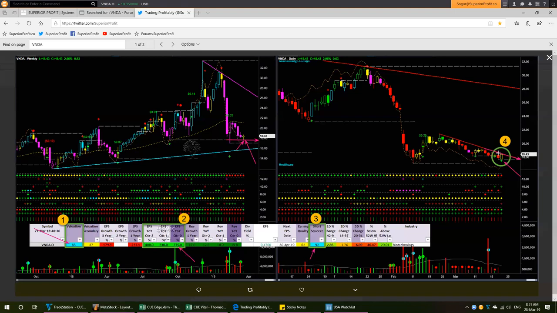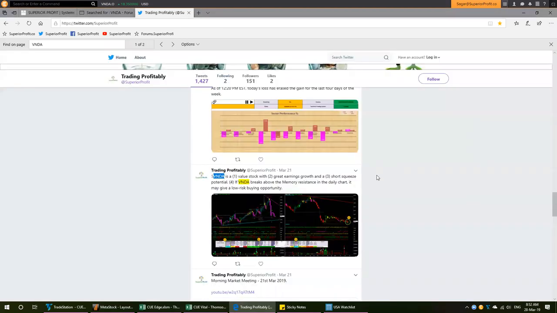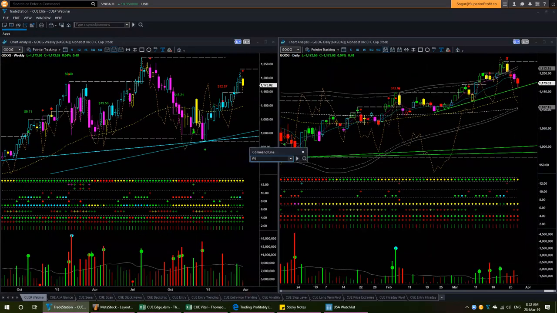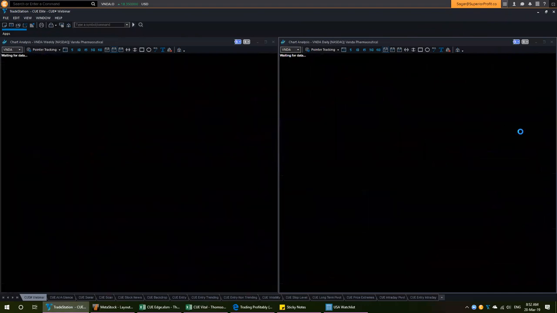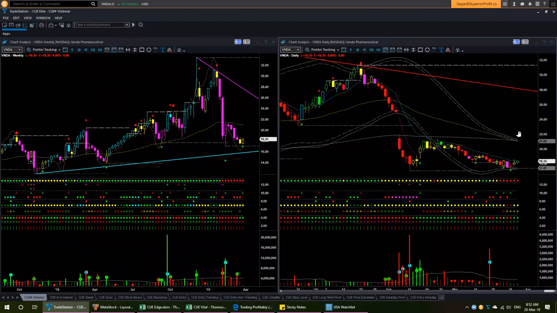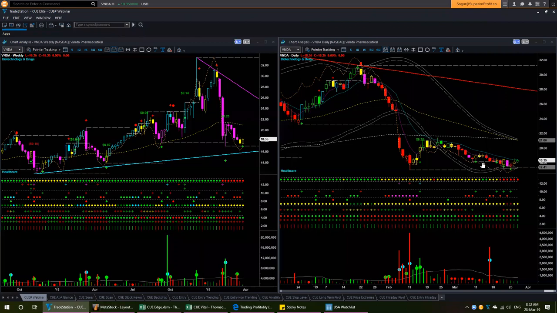Based on that, I commented that if it breaks above this memory resistance in daily, that could give a very low risk buying opportunity. I could have a 360 degrees analysis of that stock right at the time it was about to break out, but it didn't break out. Let's look at the stock today. That was 21st March. And let's look at VNDA today. The market was weak earlier. However, this stock is holding quite well. You can see from the weekly daily at a glance template, now the memory resistance in daily is not there. It is broken. Therefore, one could take a long position yesterday. I think the memory resistance was broken yesterday.